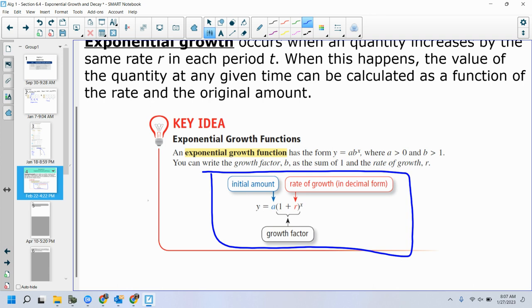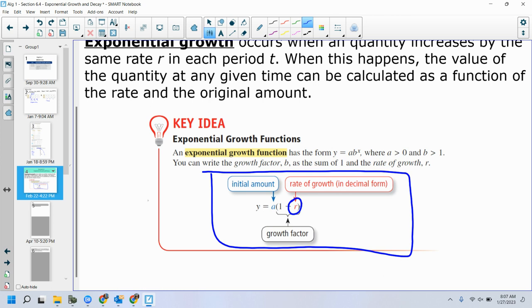And what was the number inside? That was the amount I was continually doing what? I was continually multiplying by, right? That was my rate of increase. Same thing. The rate of increase goes inside here, but now you just write it as a decimal.